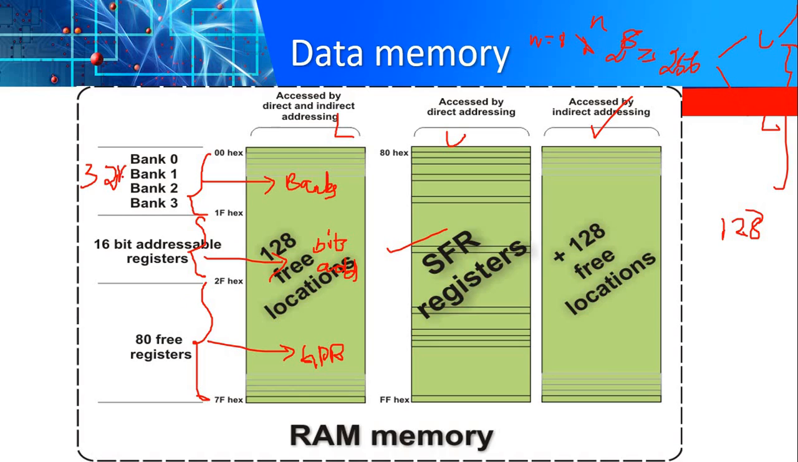Okay, 32 bytes is for register banks. How it's taking 32 bytes is that we have a total of 4 banks, and each bank has 8 bits. So 8 into 4 equal to 32 bytes.